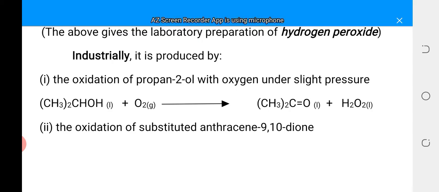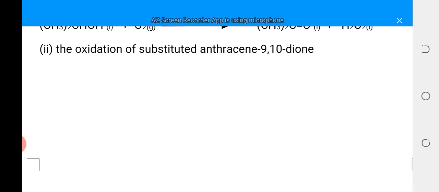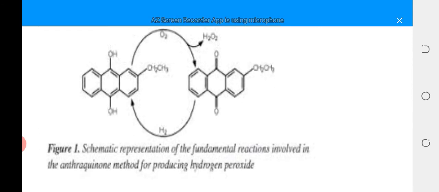Then secondly, if you want to prepare hydrogen peroxide in the industry, we can also do it by the oxidation of substituted anthracene. Anthracene-9,10-dione is a form of ketone. So there's an equation here that shows that. To my left hand side here, we have a ketone.